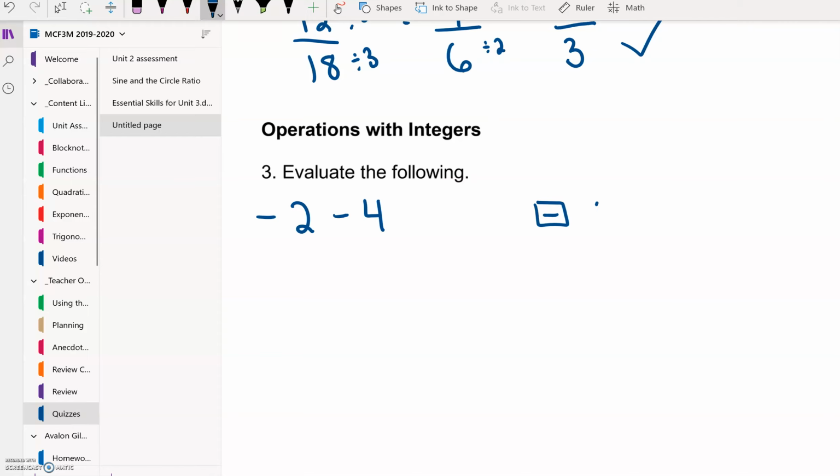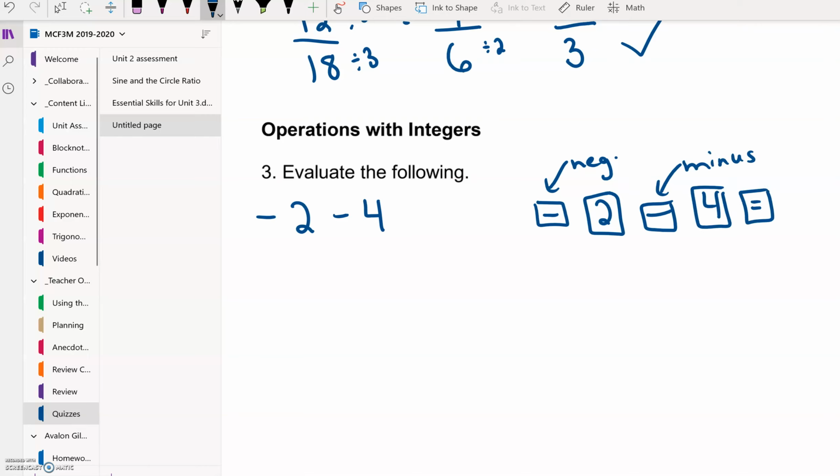So you hit negative, you hit the 2, then you hit minus, so that's a negative. And this is a minus 4. Now when you press the equal button, you should get -6, okay? But why? A negative and a minus are basically the same thing unless you're typing it into the calculator. So there's a big difference when you type in a negative and a minus in your calculator.